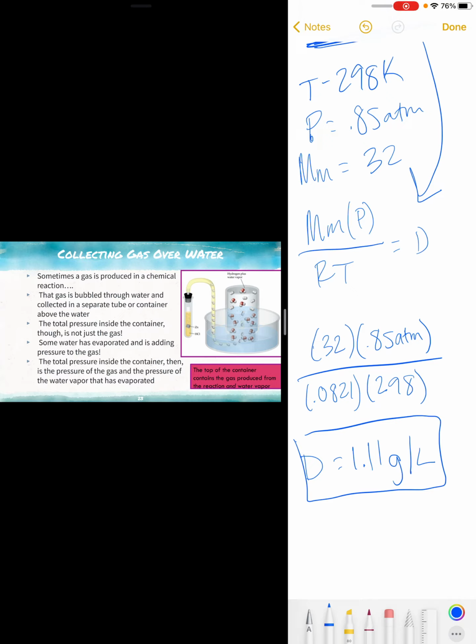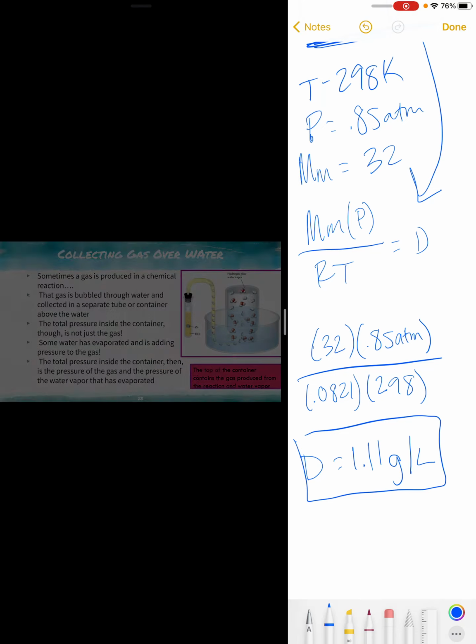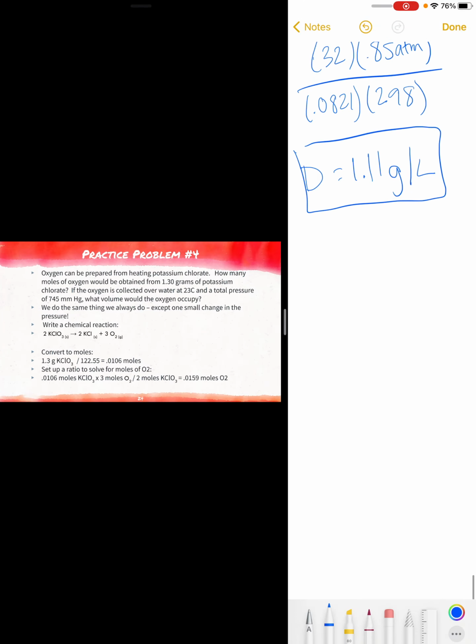So if you look, there's a beaker of some sort in the water bath. The top of the container contains the gas produced from the reaction, but also the water vapor. So we have to figure that out. The total pressure inside the container is the pressure of the gas and the pressure of the water vapor that evaporated. So let's look at a practice problem.